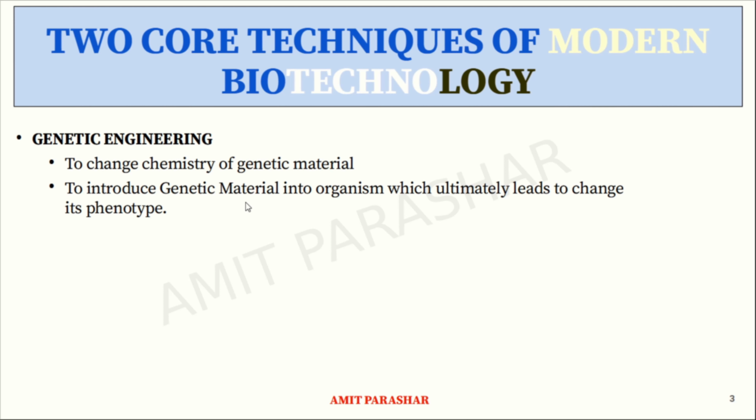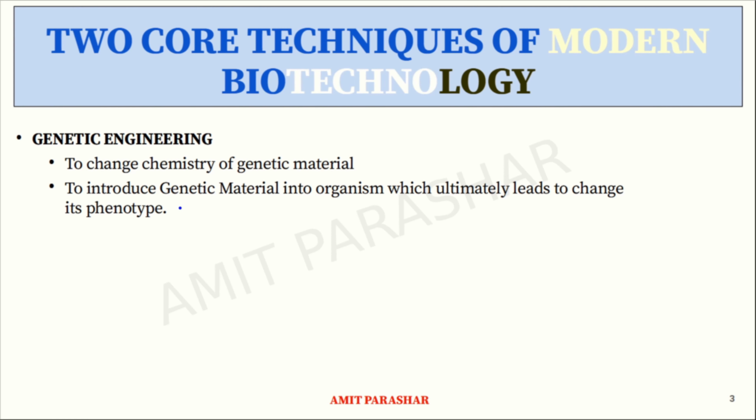We all know that genetic material is DNA or RNA and they are made up of nucleotides, each containing a 5 carbon sugar backbone, a phosphate group, and a nitrogen base. By saying change in chemistry of genetic material, we mean change in bonding of these elements and introducing that changed genetic material into an organism which ultimately expresses a new phenotype.